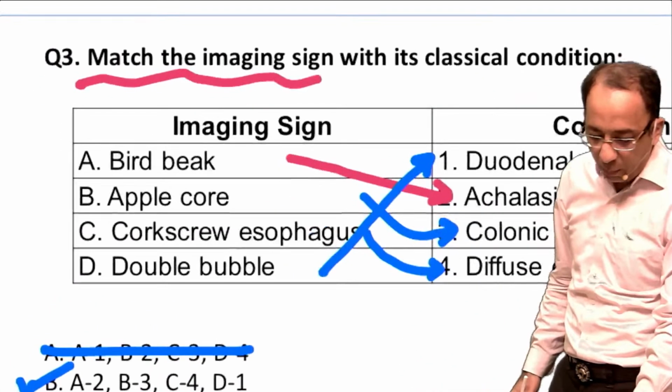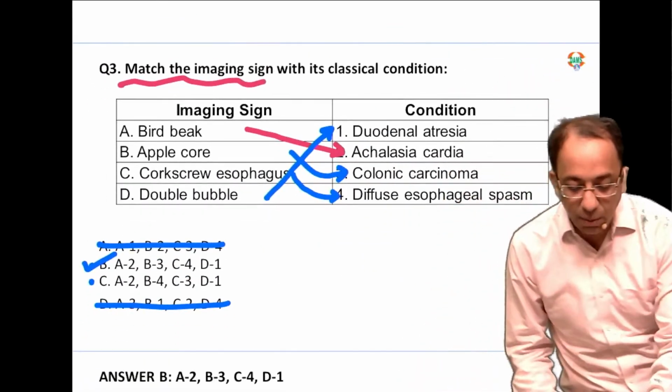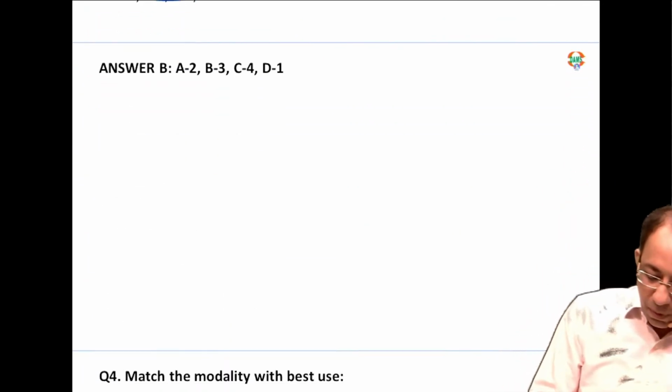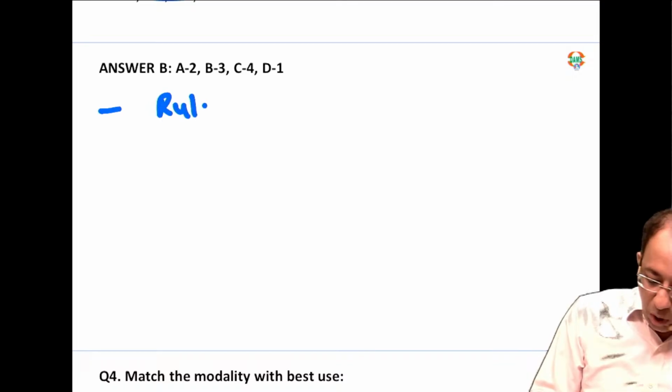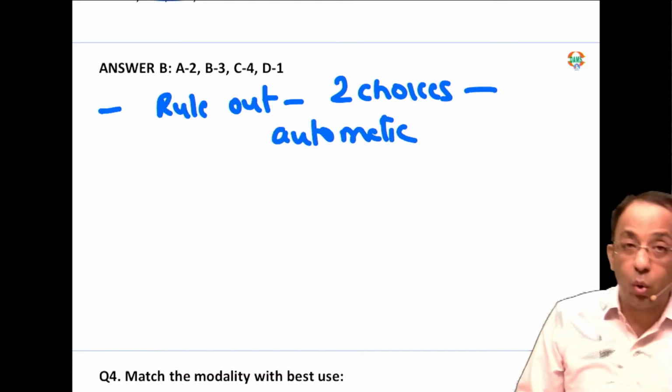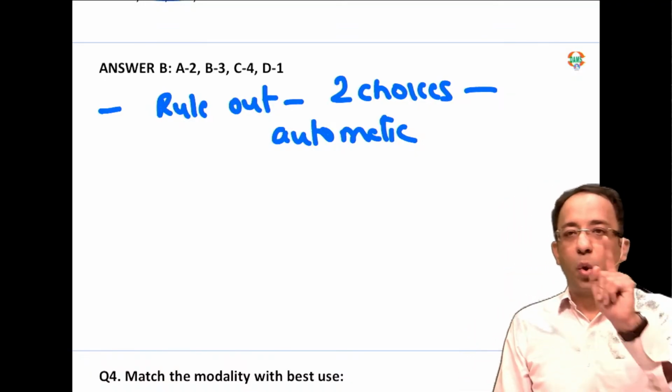This is how a match the following is asked. Always remember the trick. If you are able to rule out two answers, usually it becomes automatic. So don't be scared of the pattern.